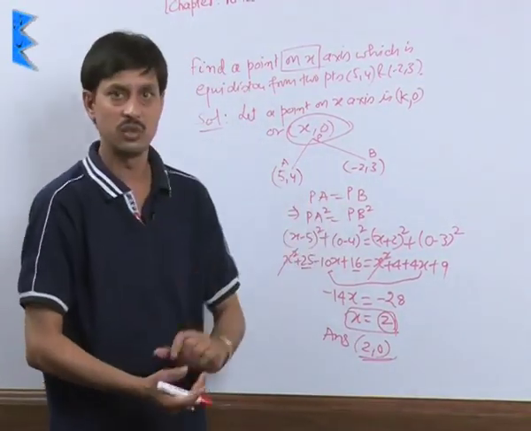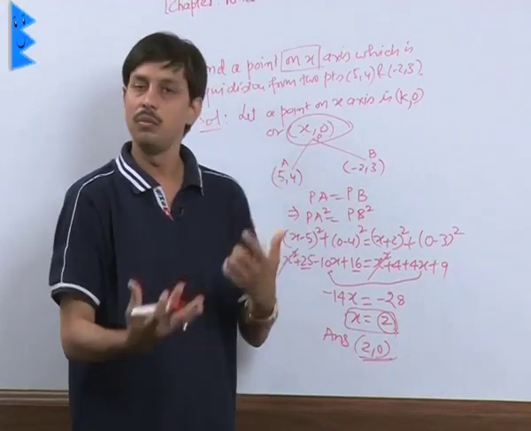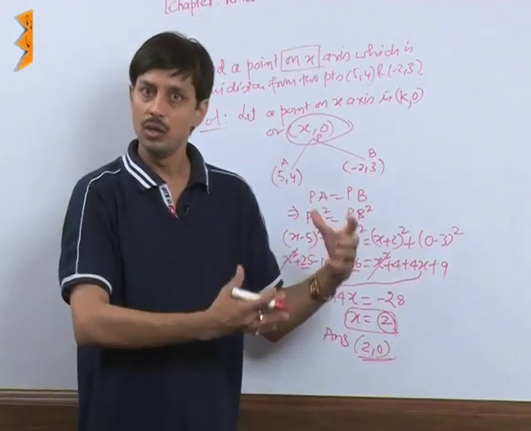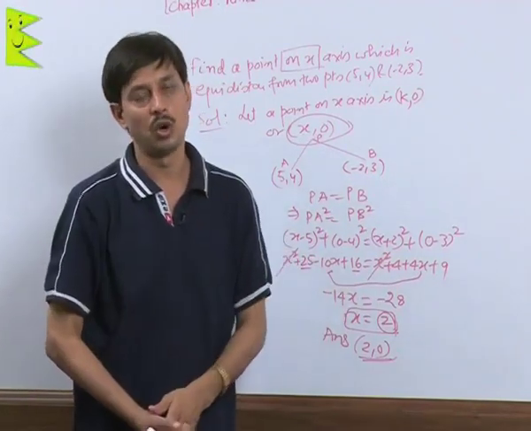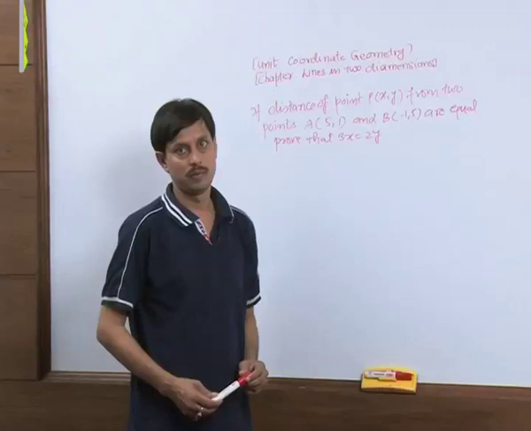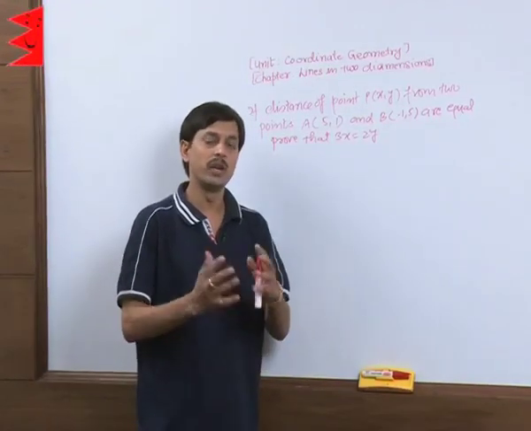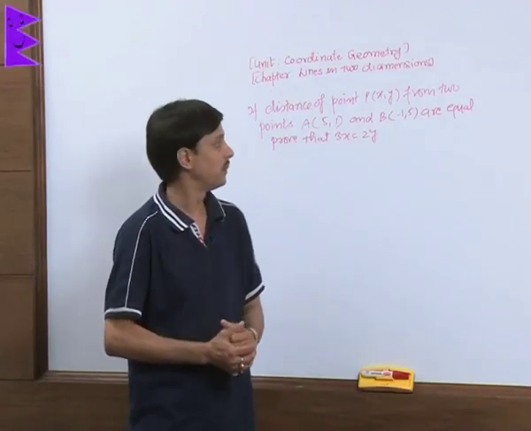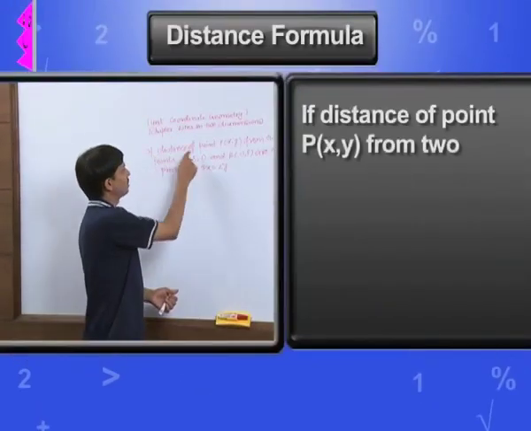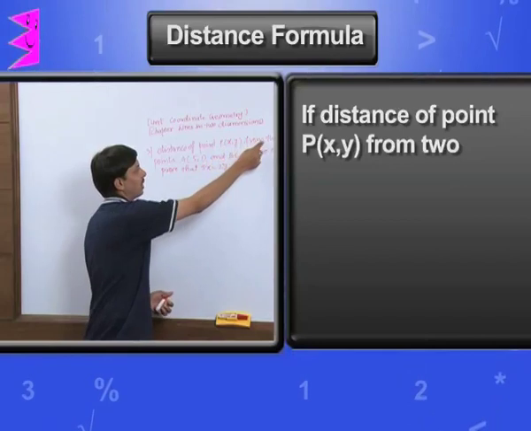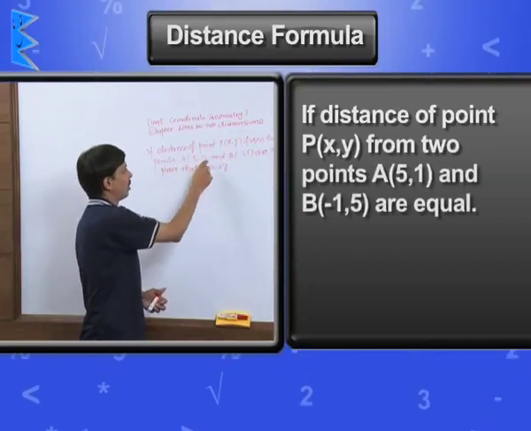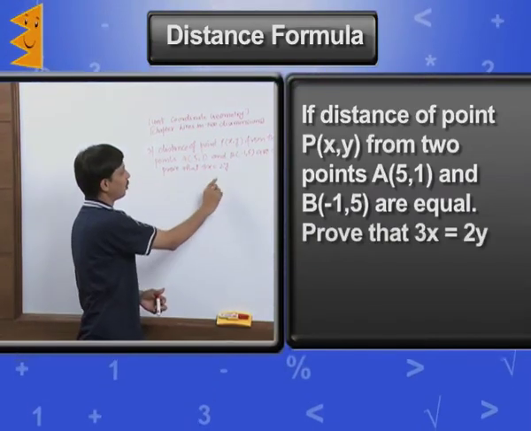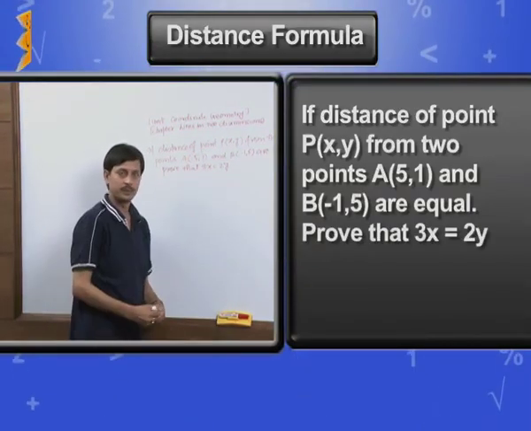So the distance formula can be used in various situations. Now we will use some more applications of this distance formula. Now I am explaining one important example which is again related to our distance formula. If the distance of point P (x, y) from two points A (5, 1) and B (-1, 5) are equal, then prove that 3x is equal to 2y.